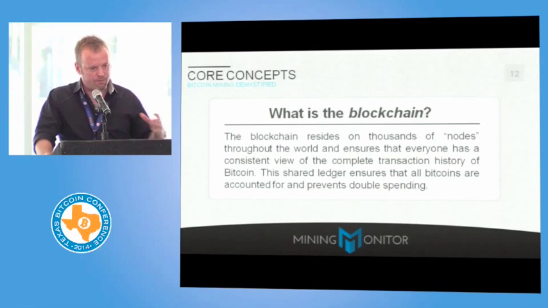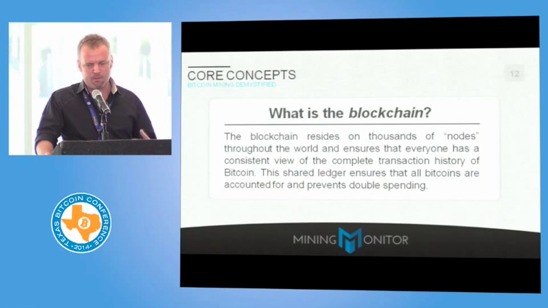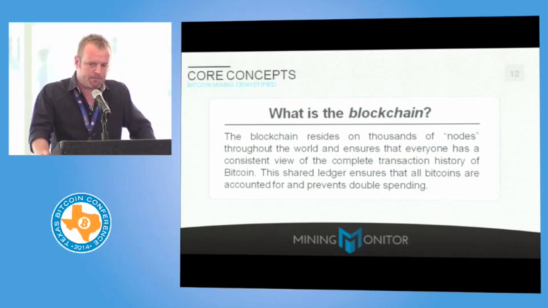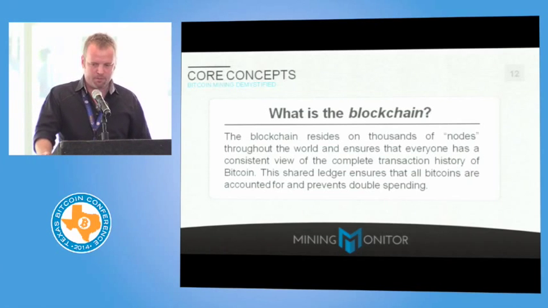So every single transaction that has ever occurred with Bitcoin is recorded in the blockchain. You can trace any Bitcoin you have back to either its creation in a Coinbase transaction through mining or being transferred around from different parties.